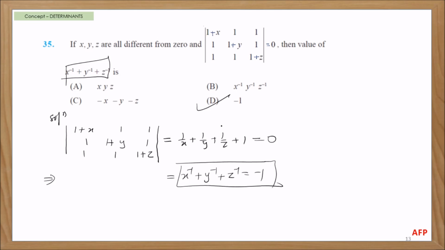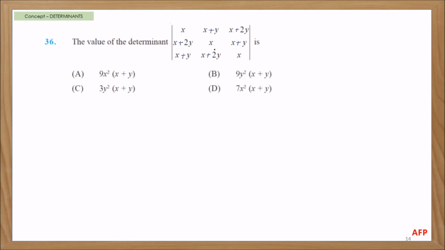So if you remember this standard formula, you get the answer easily. Or else you can solve this easily by taking x common, adding and all. Okay, now you can see, in this problem x, 2x is there, y, 2y is there. So here in this case C1 can be changed to C1 plus C2 plus C3.